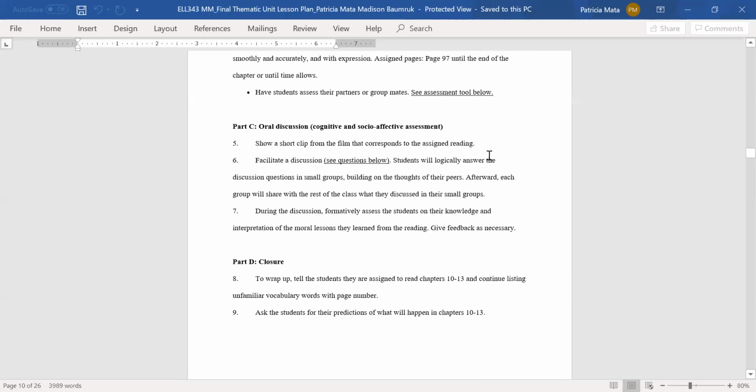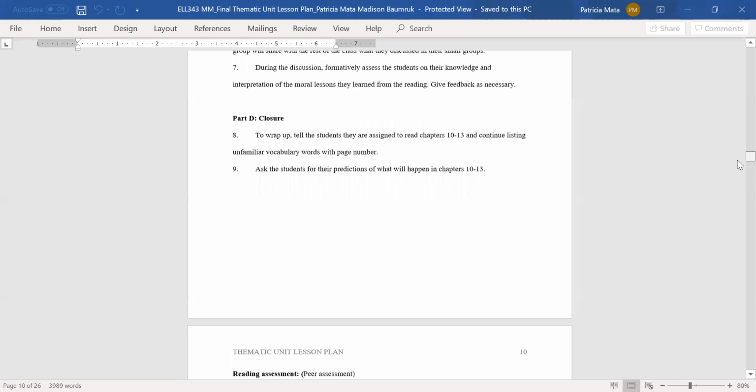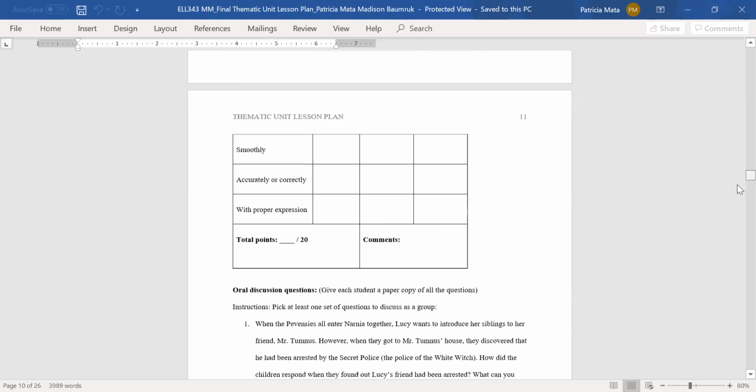And then the students will logically answer the discussion questions in small groups, building on the thoughts of their peers. Afterward, each group will share with the rest of the class what they discussed in their small groups. And then during the discussion, formatively assess the students on their knowledge and interpretation of the moral lessons they learned from the reading. Give feedback as necessary. So it's important to give direct and immediate feedback.